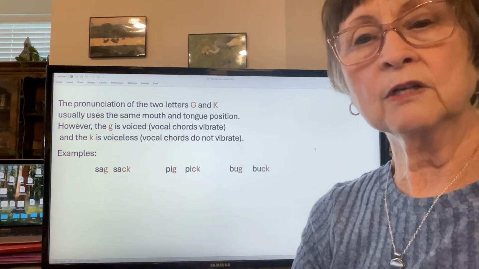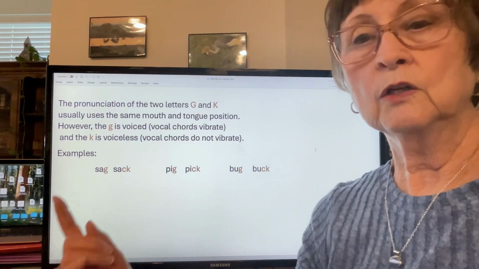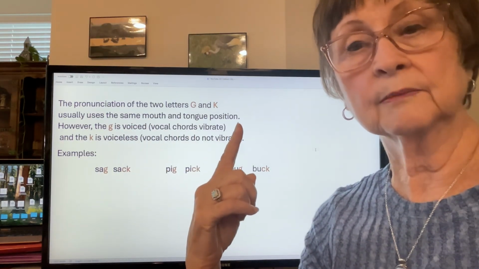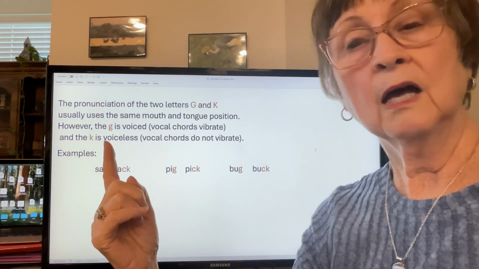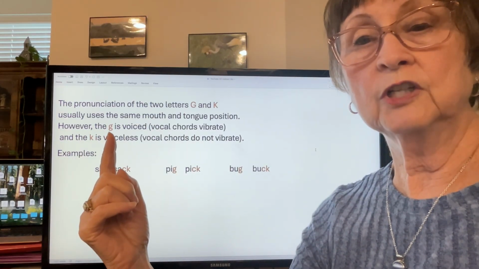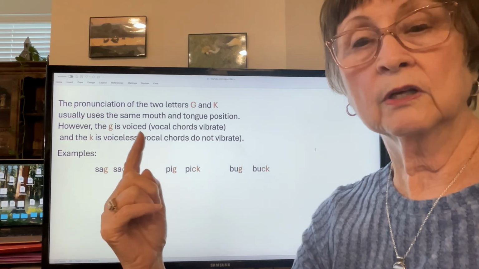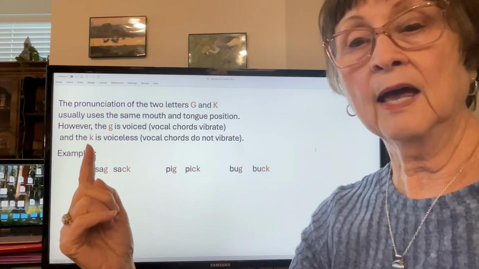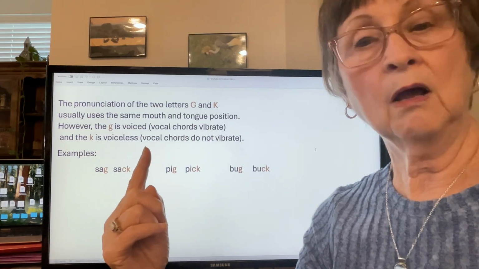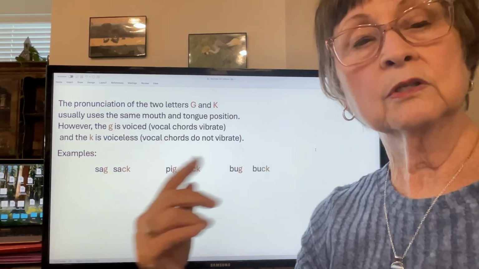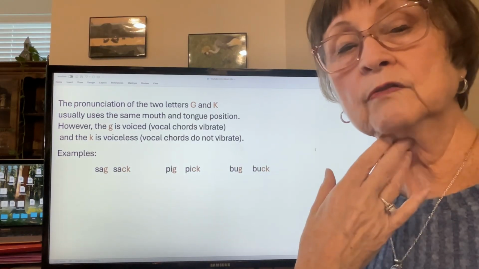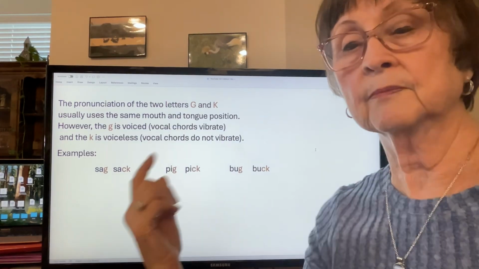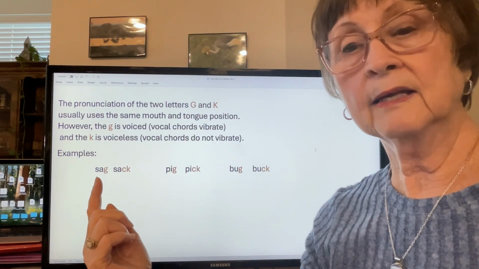The pronunciation of the two letters G and K usually uses the same mouth and tongue position. G, K. However, the G is voiced, using the vocal cords, and the K is voiceless, not using the vocal cords. So G uses vocal cords, K doesn't use vocal cords, but the tongue and the mouth are the same. Examples: sag, sack.